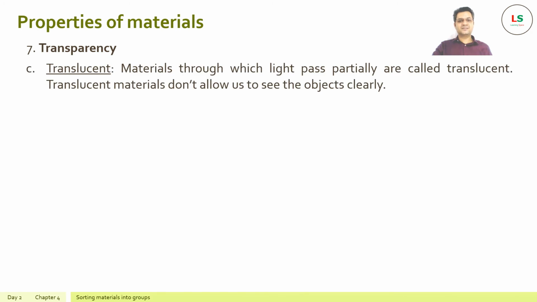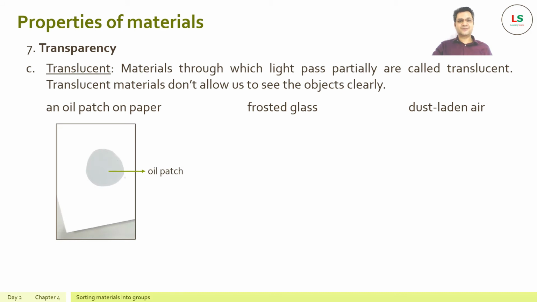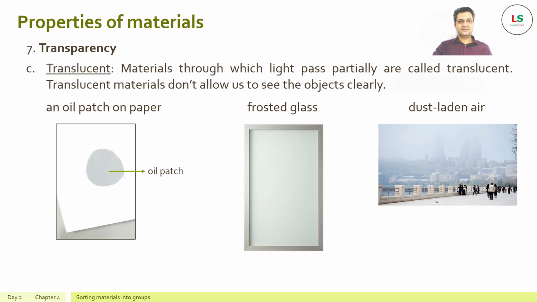Materials through which light passes partially are called translucent. Translucent materials do not allow us to see the objects clearly. Example: an oil patch on paper. Hope you must be remembering it from chapter 2. Frosted glass and dust-laden air.